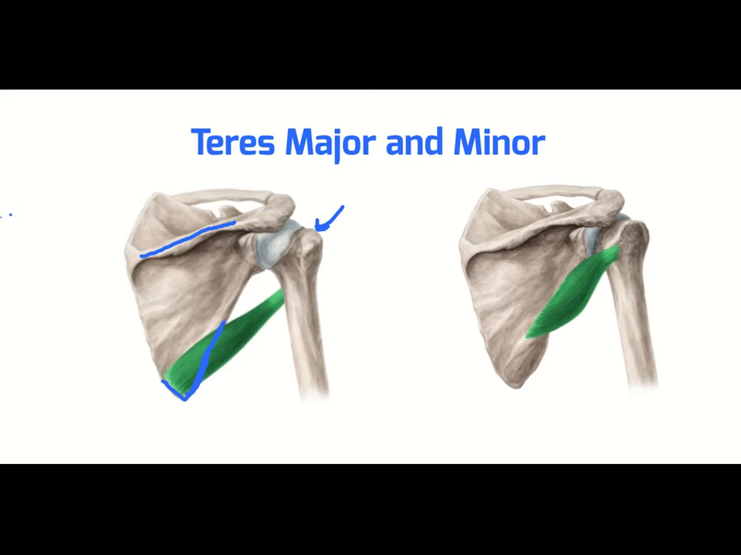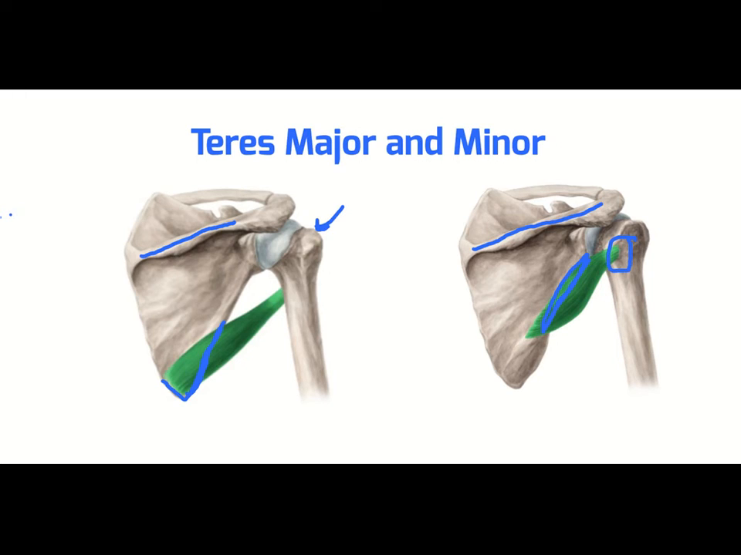Teres minor originates on the superior half of the lateral border of the scapula. So again, we can't really exactly see the origin because it's underneath. And then it inserts on the posterior side of the greater tubercle of the humerus. So again, here we're looking at a posterior view because here's the spine. So it inserts on that posterior aspect. It is innervated by the axillary nerve, and it helps to laterally rotate, adduct, extend, horizontally abduct, and stabilize the head of the humerus into the glenoid cavity. So again, it causes a lot of motion at the glenohumeral joint, and then it's also a primary stabilizer.